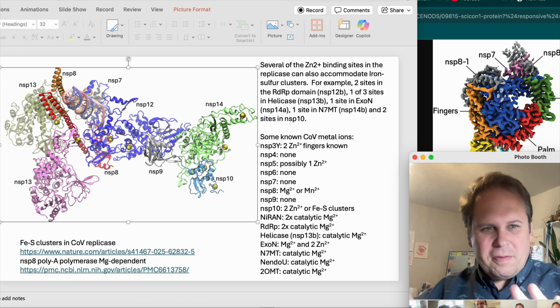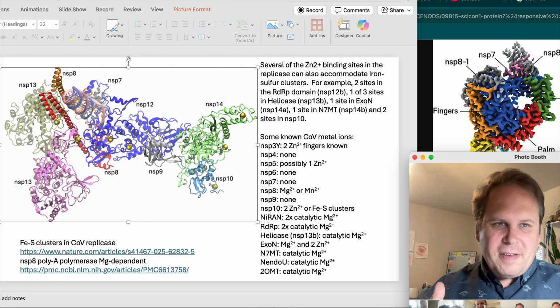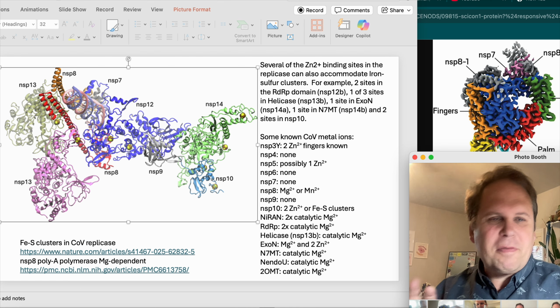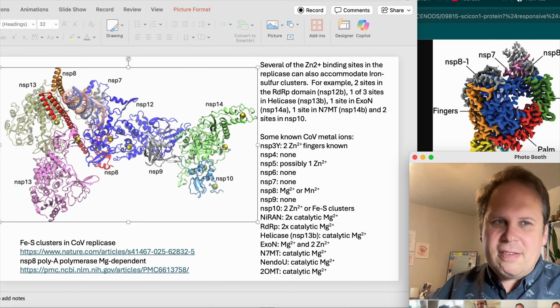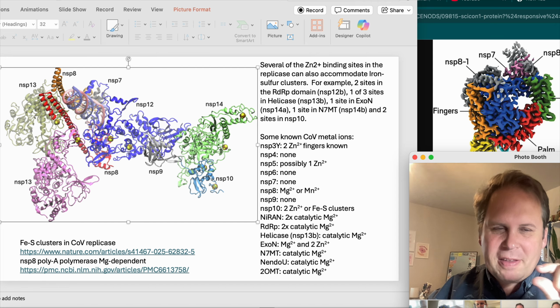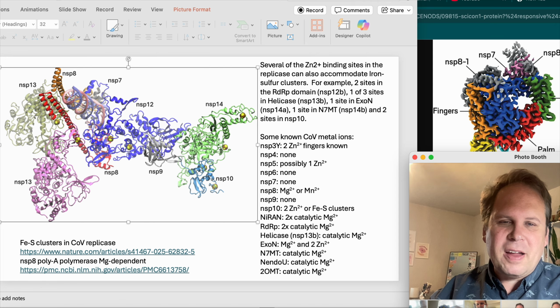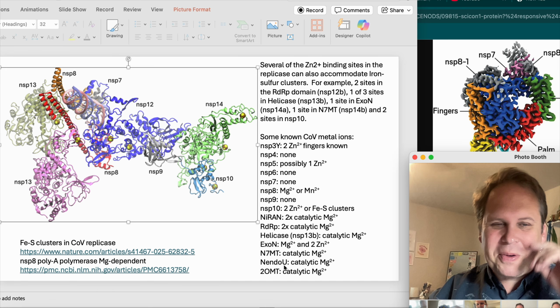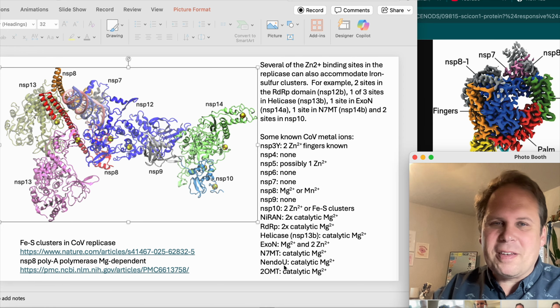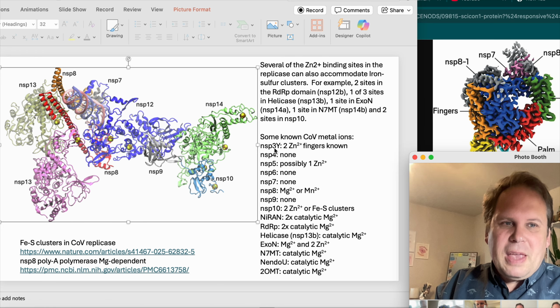So, to overview, there are lots of ions that are associated with different parts of the SARS coronavirus replicase. And so we're only counting the conserved parts that are there in every single coronavirus we've found so far. And we'll put N-endo U there, even though it's missing from a couple coronaviruses, but it's pretty well conserved. We've got them all on here.